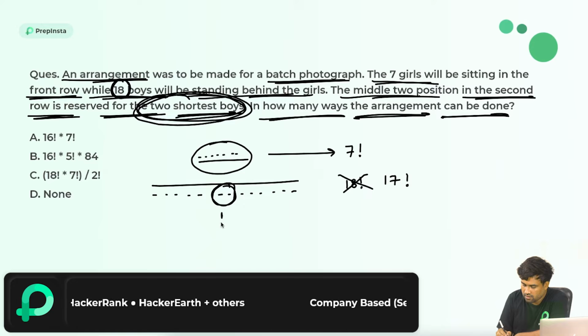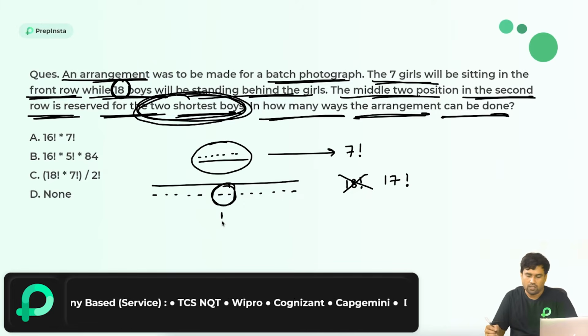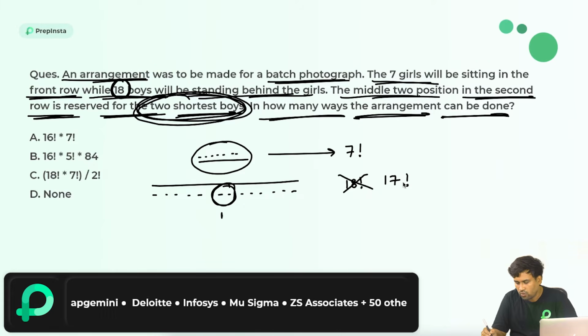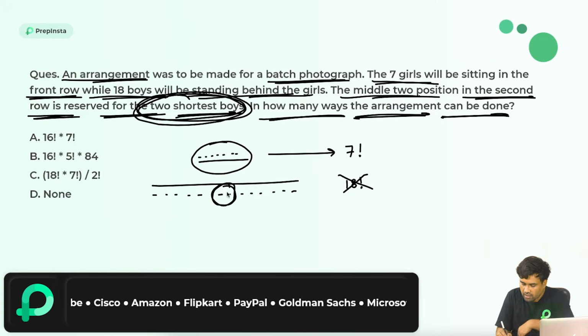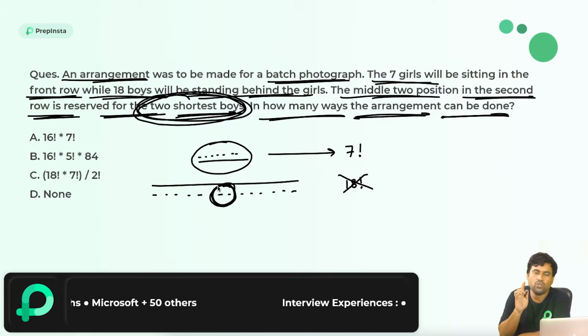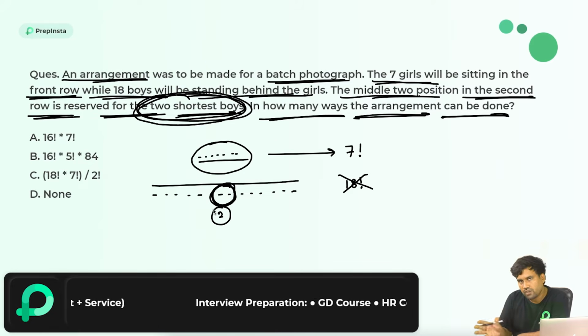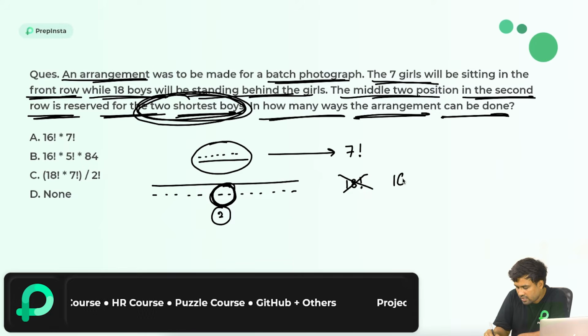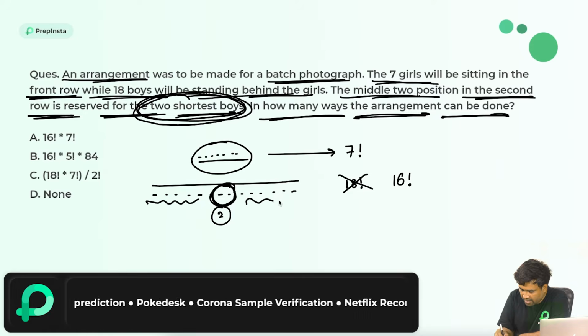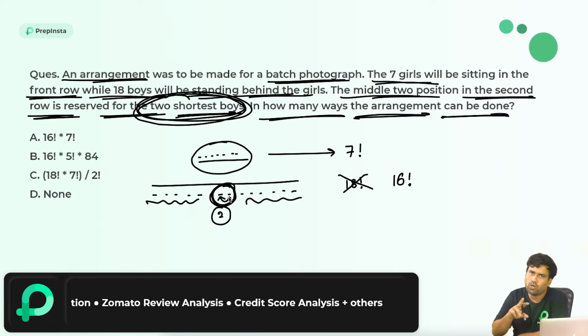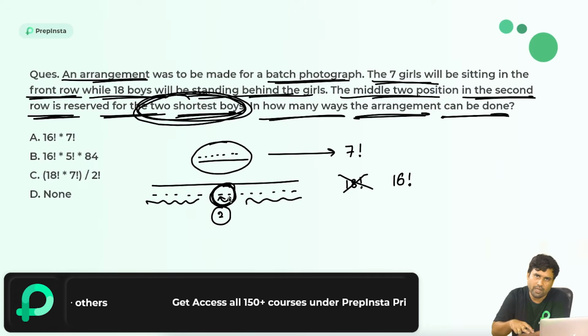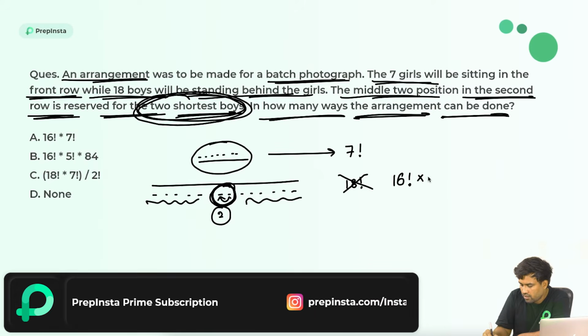Or simply I can say one thing: I will do it in a different manner. Just look here. I am assuming that these 2 places are blocked for those 2 shortest people. So if the 2 shortest people are subtracted from the group, the remaining group is 16 members, right? So 16 factorial ways to arrange them in 16 places. And for these 2 places, the 2 shortest boys can be placed in any way, which is nothing but 2 factorial.